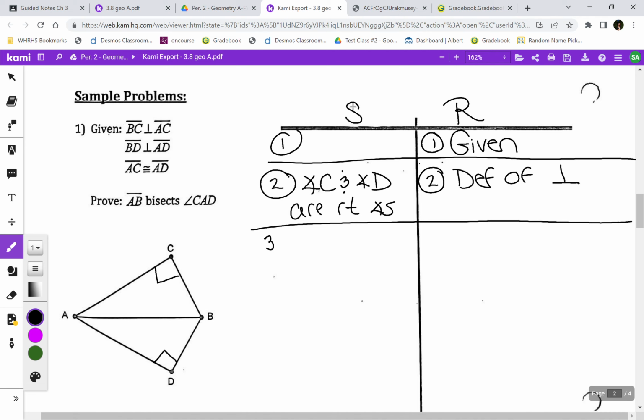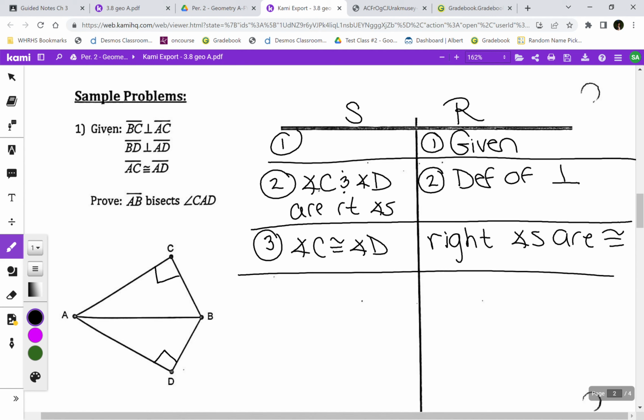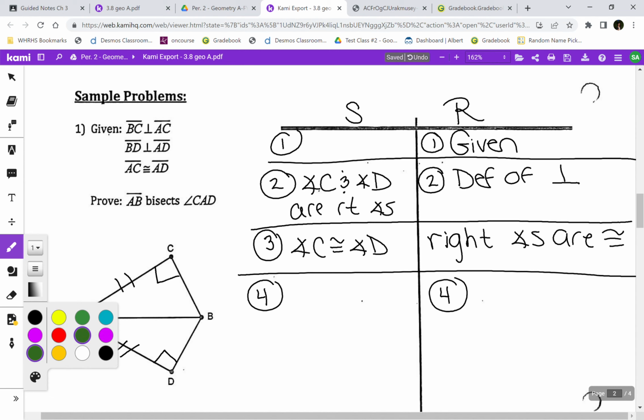So step number 3, we're going to say angle C congruent to angle D, right angles are congruent. Then we have AC is congruent to AD. That's given. All right, and what is it that we want to prove? Let's see. We want to prove that AB bisects angle CAD.